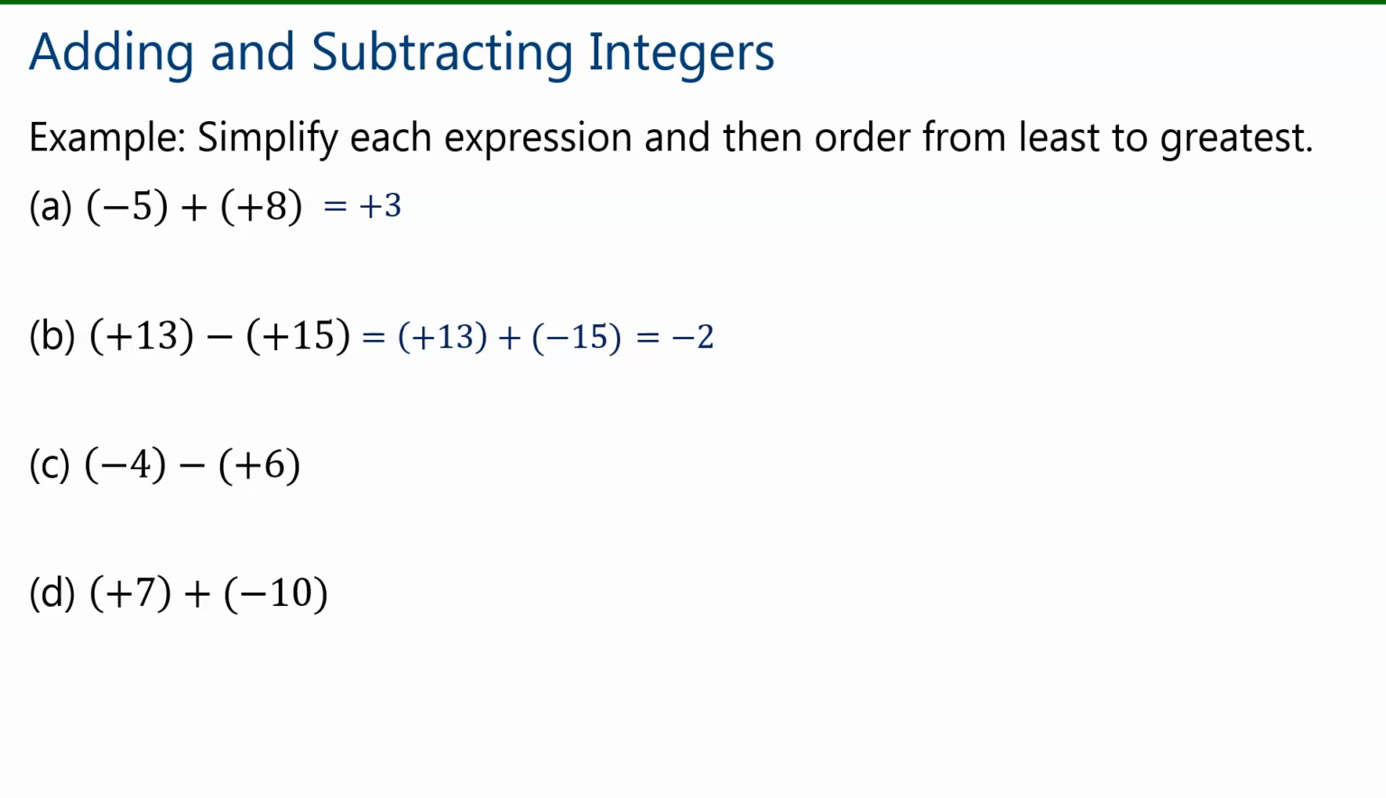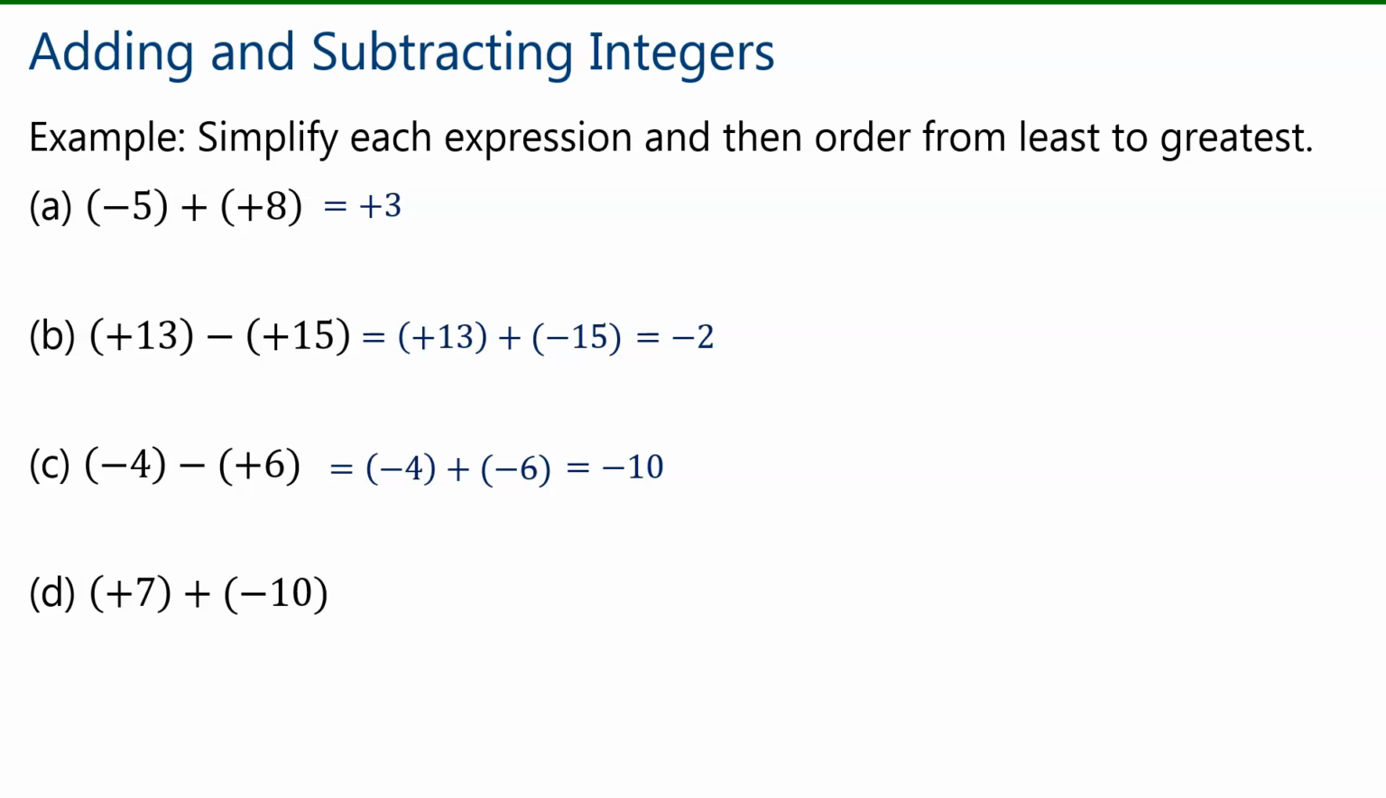Now in C, we are subtracting again, so we can write it like this if we add the opposite. So here I'm adding 2 negatives. When we add 2 negatives, we just add them together and make our answer negative. So if I do that, I get negative 10.